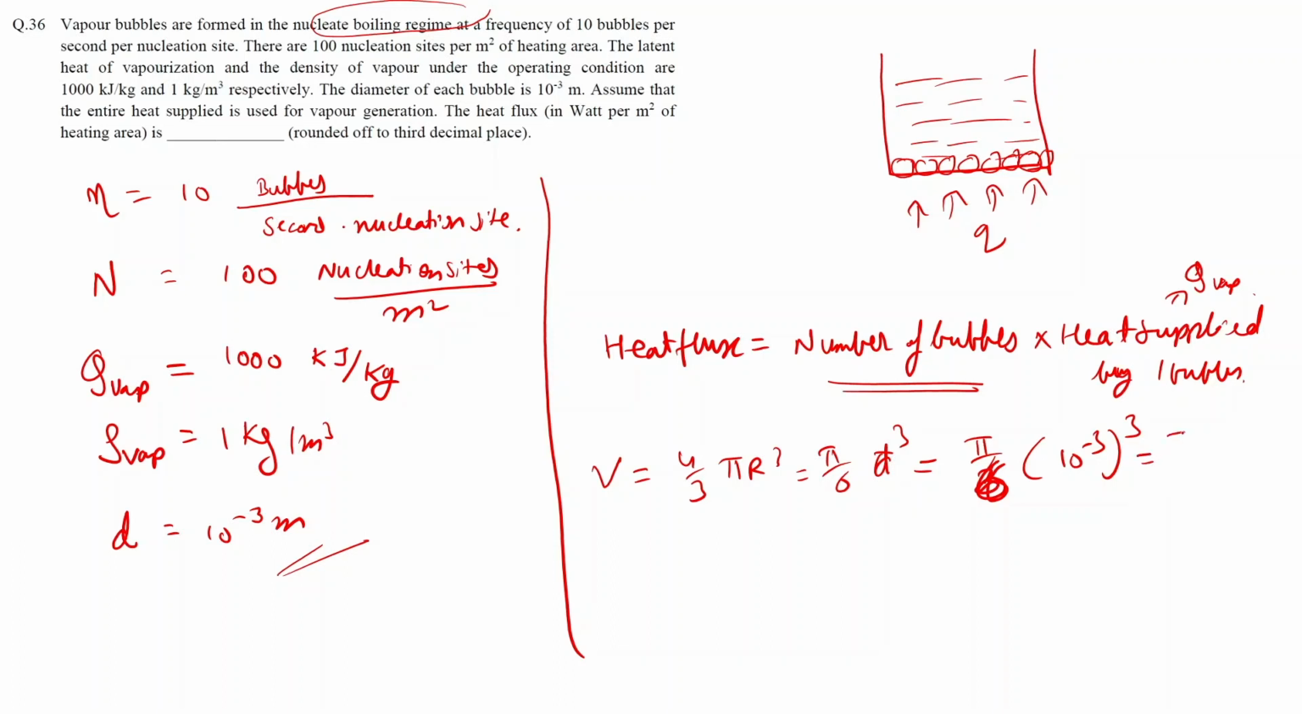So the volume of the bubble is pi by 6 into 10 raised to minus 3 meter cube. Similarly, the mass of the bubble, we can find it as mass is equal to rho into V. The density we have been given as 1 kg per meter cube. Ultimately, the mass will become same as volume, 10 raised to minus 9 kg.